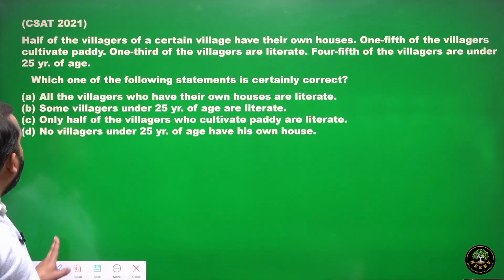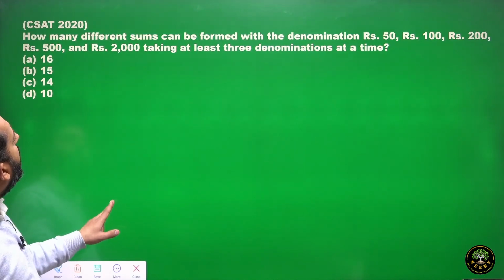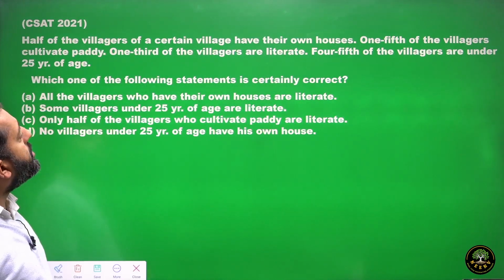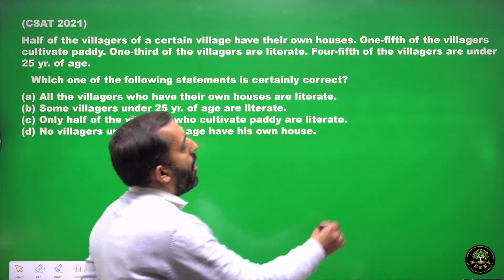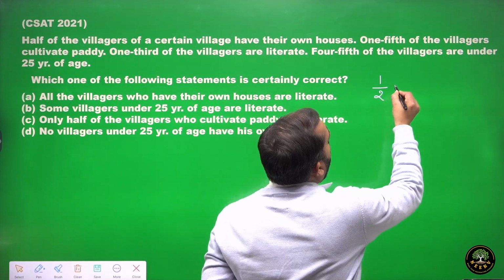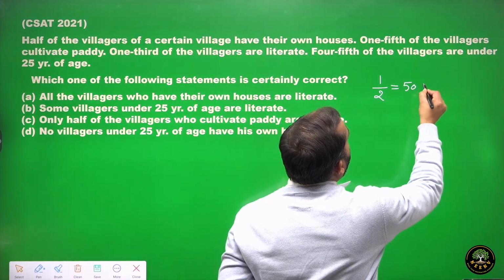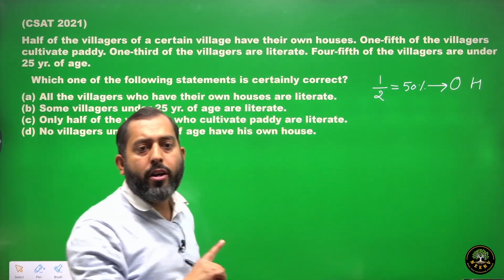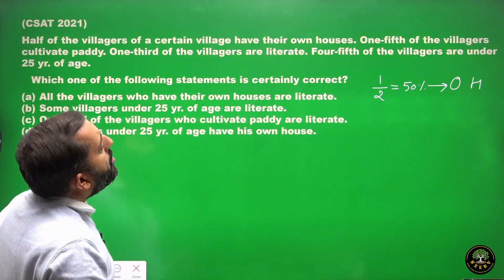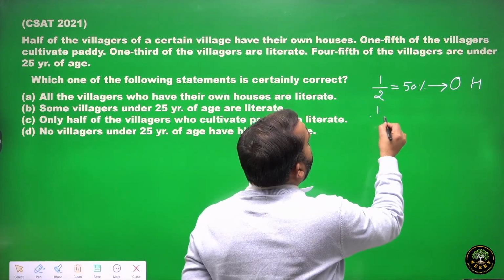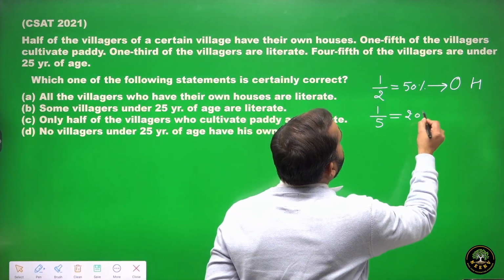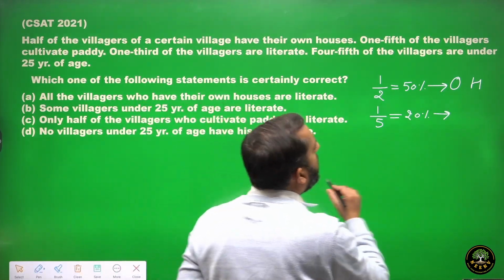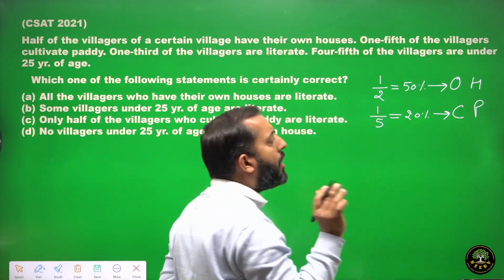This next question says, half of the villagers of a certain village have their own houses. Half of the villagers have their own houses, which means 50% of the villagers are having their own houses. One fifth of the villagers, 1/5 meaning 20% of the villagers, were cultivating paddy. So CP meaning cultivating paddy.